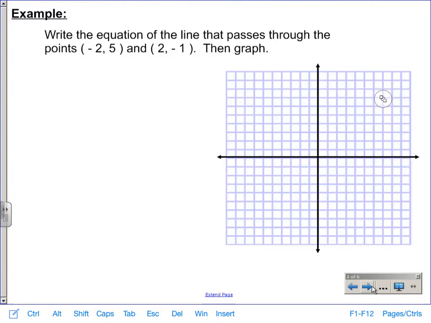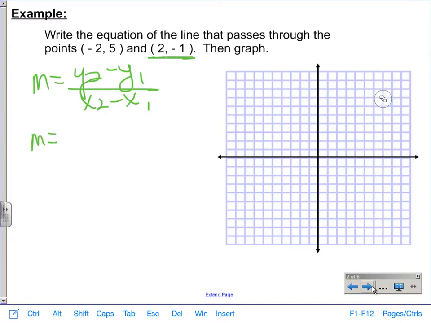Okay, we're writing the equation of a line that passes through the points (-2, 5) and (2, -1), and then graph it. So we have two things: writing the equation and then graphing. The first thing I'm going to start with is my slope formula: y2 minus y1 over x2 minus x1. So I'm going to start from here.